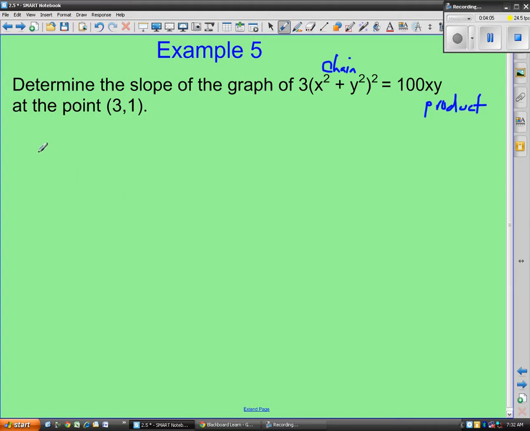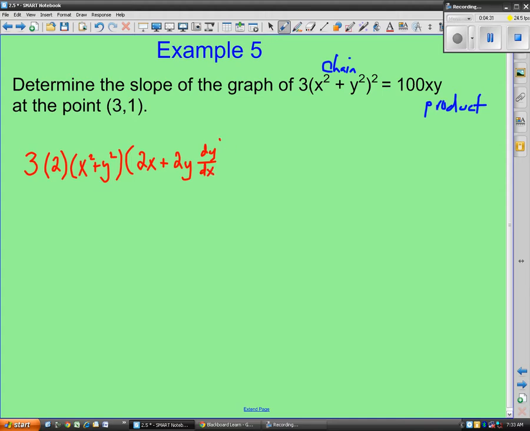So if we go ahead and do our implicit differentiation, I'm going to take 3, that's a constant multiple, and then I differentiate the outside, so the 2 comes out front, that's the power, and I leave the inside, x squared plus y squared. But then I've got to multiply by the differentiation of the inside, which would be 2x plus 2y, and then don't forget that since I differentiated a y in terms of x, I get dy/dx.